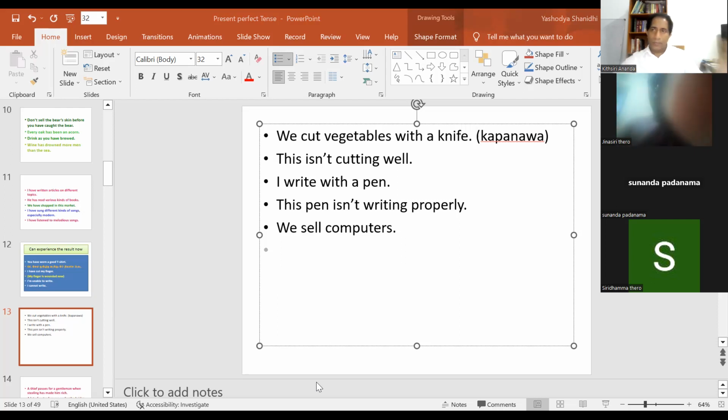Yes, Kithsiri Tero. Sir, can we use this? The pen isn't writing well. Yeah, you can use it. Instead of that, you can use well. Correct. Okay.